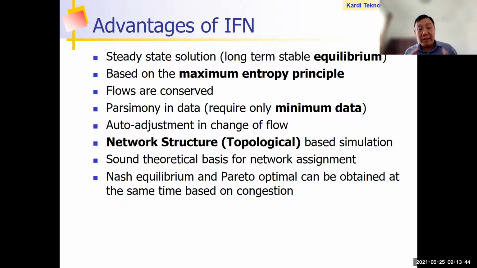You can also automatically adjust to the change in the flow. And using IFN, you can simulate based on network structure alone. So practically you use the topology of the network. It has a sound theoretical basis, the mathematics of it, for the network assignment. And you remember Nash equilibrium and Pareto optimality in game theory? It's also related to IFN. So you can directly get exactly the same result based on congestion. I will touch on this a little bit later.